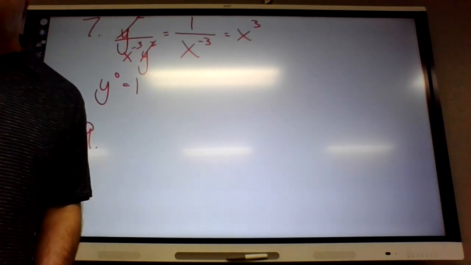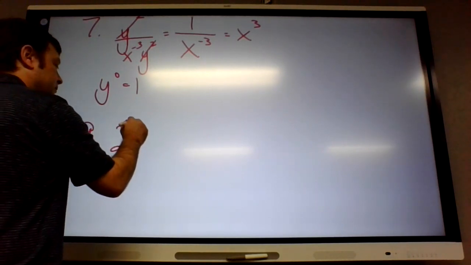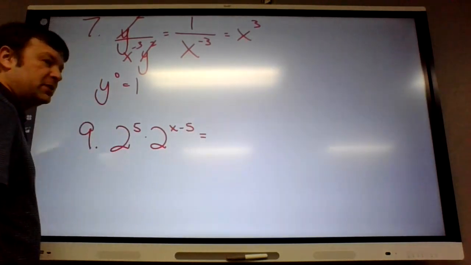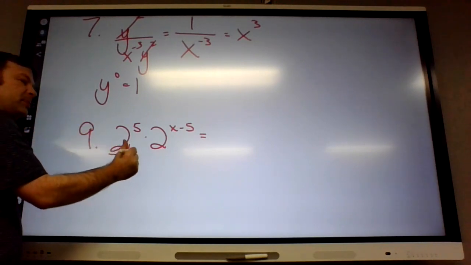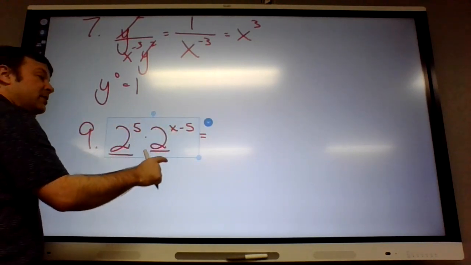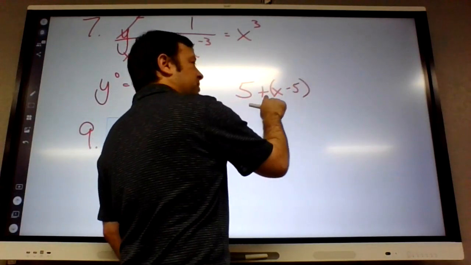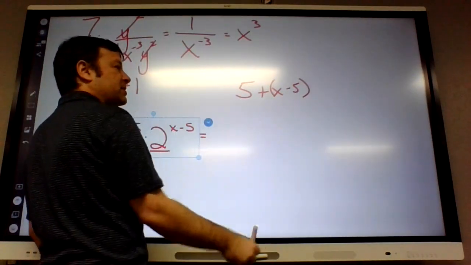Alright, number 9. 2 to the 5th times 2 to the x minus 5. Just the one Miranda wanted to do. Any ideas, Miranda? Yes, that's correct. So when you're multiplying the same base, you add those two. So we're doing 5 plus x minus 5. We don't really need parentheses here because we're adding, but just to show it. So how does this simplify?